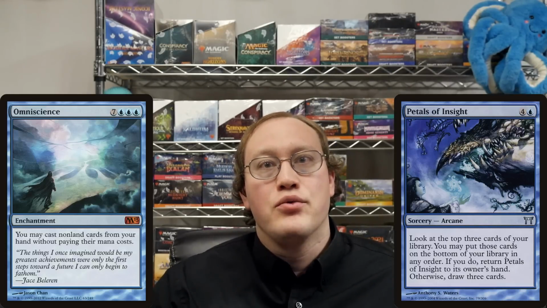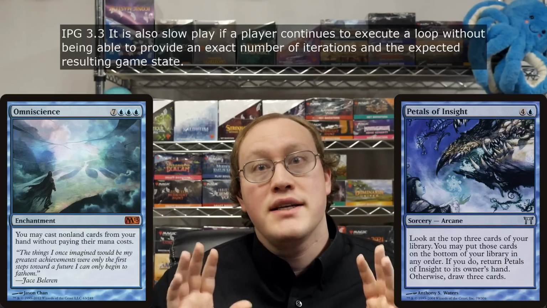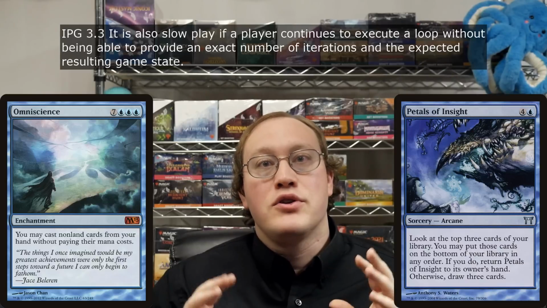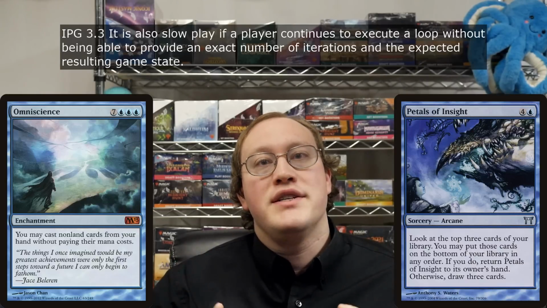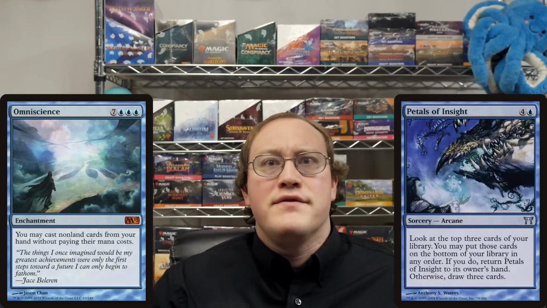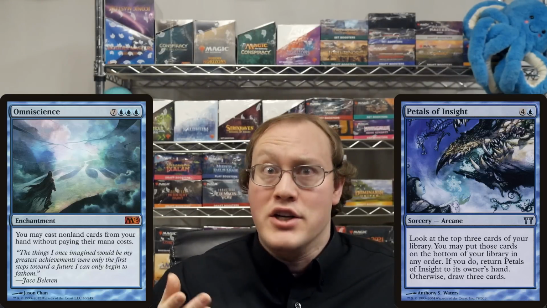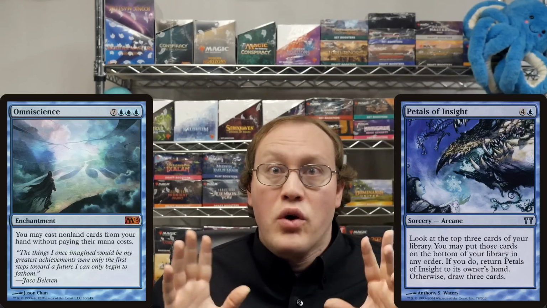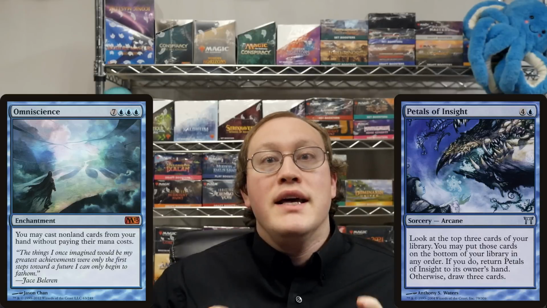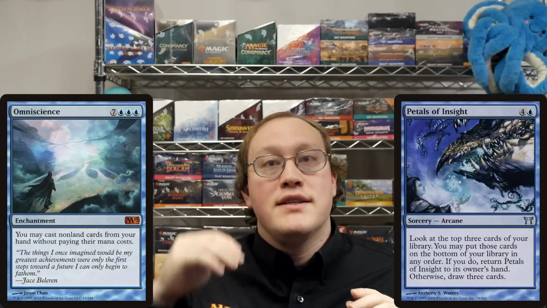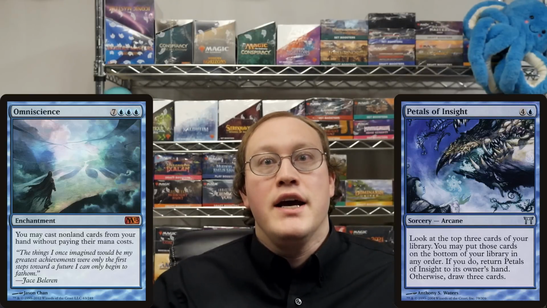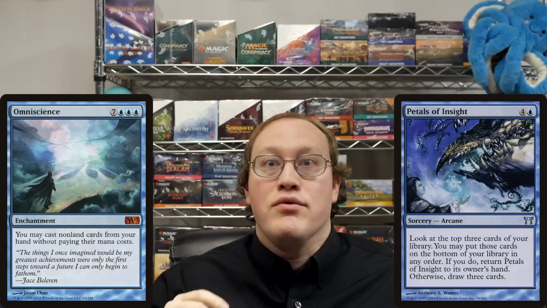If we bring up that rule from the IPG again, it says that it is considered slow play if a player continues to execute a loop without being able to provide an exact number of iterations and an expected resulting game state. The expected resulting game state is fine, but what about the exact number of iterations? And okay, this is one that I feel kind of bad saying because it's kind of a cop-out, but here you go. It is a fact that there exists some finite number which bounds the number of times you will need to cast Petals of Insight in order to stack a deck of end cards however you want.